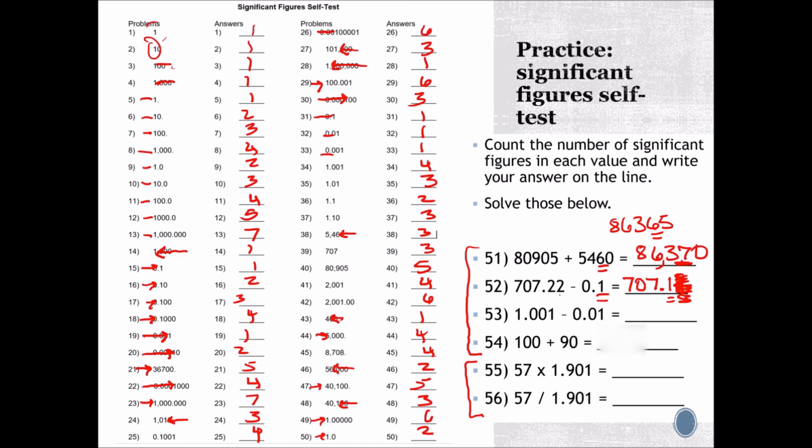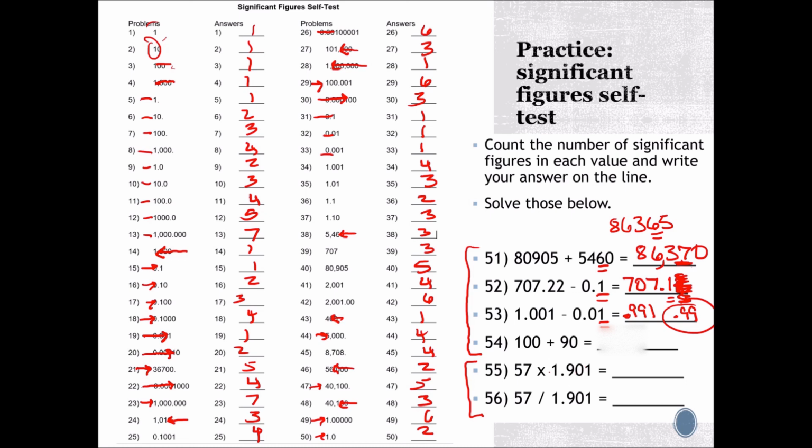53. You're rounding to the hundredths. You may have gotten in your calculator 991.991. You're going to round that to 0.99.